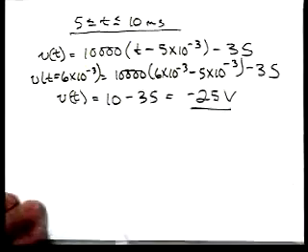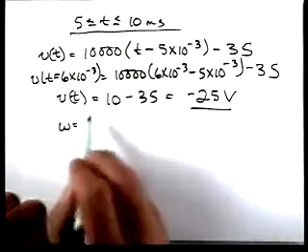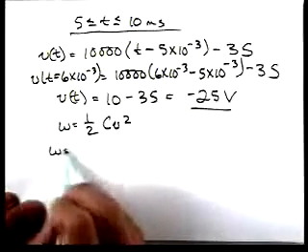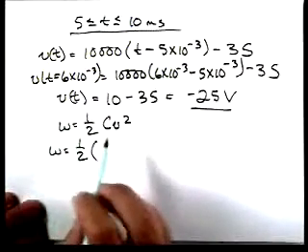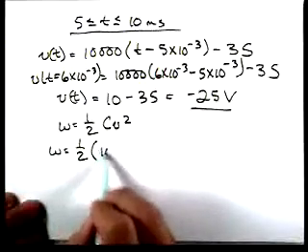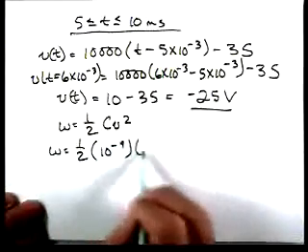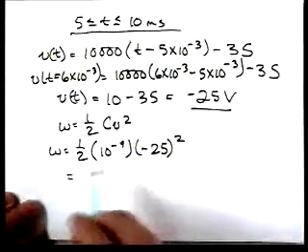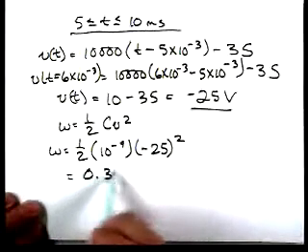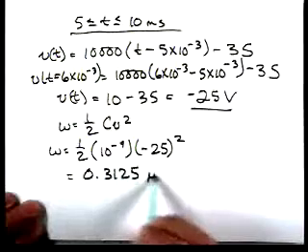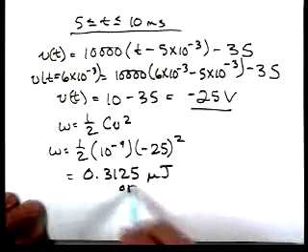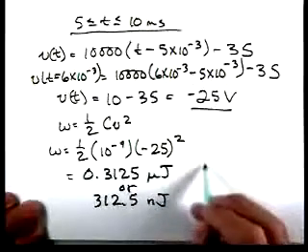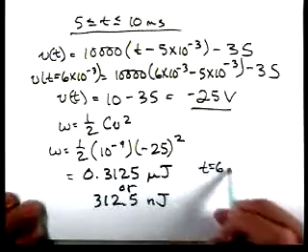And if you remember, the energy expression for a capacitor is 1/2 CV squared. So we have 1/2 times 10 to the minus 9 times minus 25 squared. So that says it's 0.3125 microjoules, or we could write it as 312.5 nanojoules. So here's how much energy is stored at t equals 6 milliseconds.